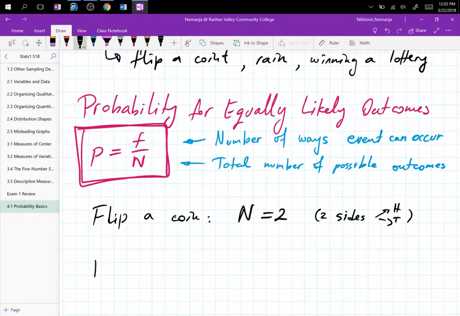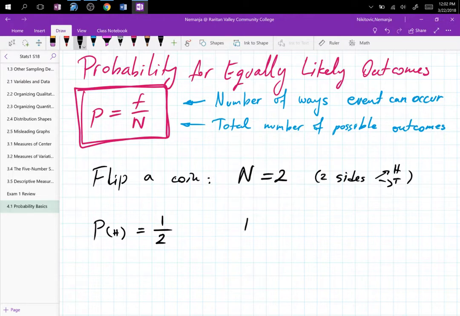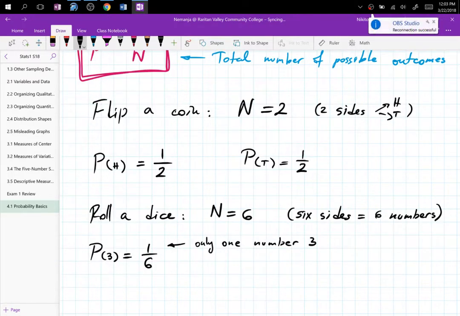So, what is the probability of heads? Well, one side of the coin is heads, and there are two sides. So the probability is 1/2. What's the probability of tails? Also 1/2.